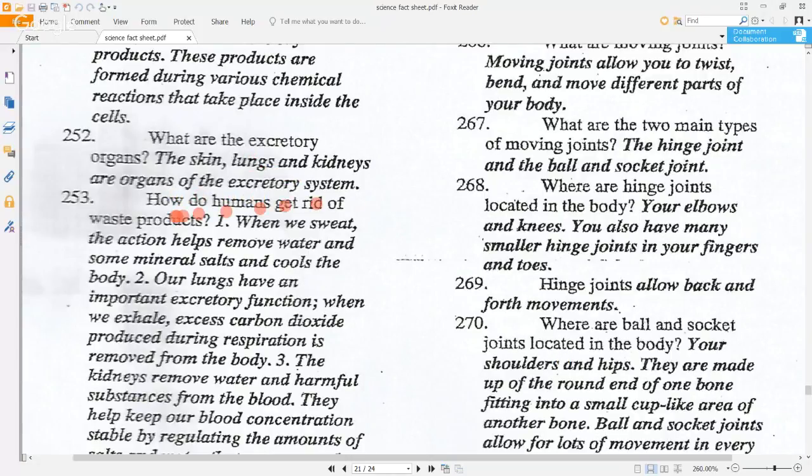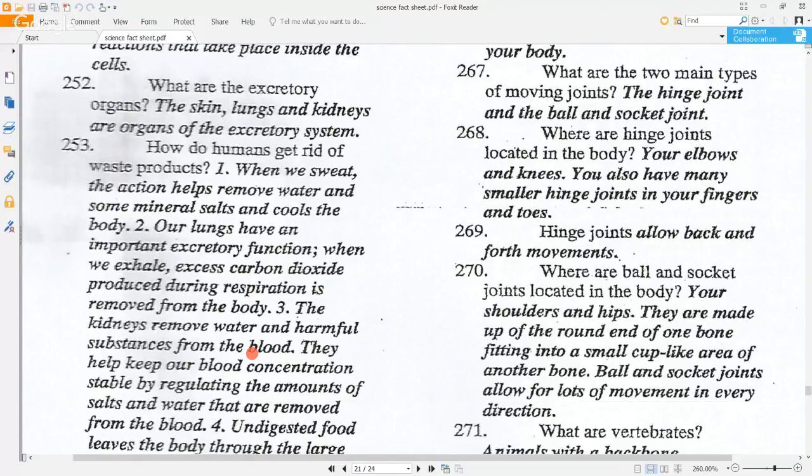How do humans get rid of body wastes? One, when we sweat, the action helps remove water and some mineral salts and cools the body. Our lungs have an important excretory function. When we exhale, excess carbon dioxide that is produced during respiration is removed from the body. The kidneys remove water and other harmful substances from the blood. They help to keep the blood concentration stable by regulating the amount of salt and water that are removed from the blood.